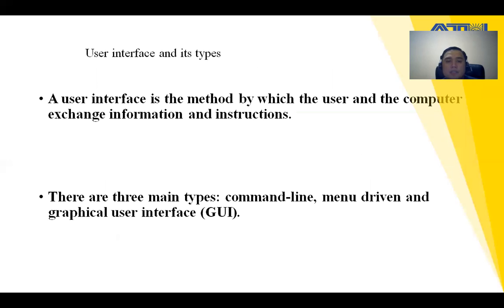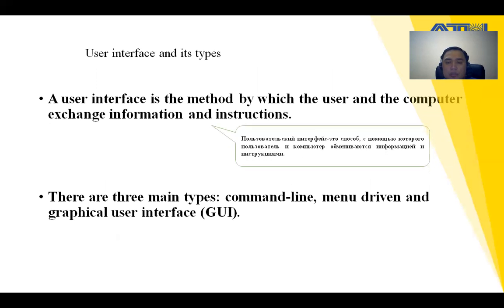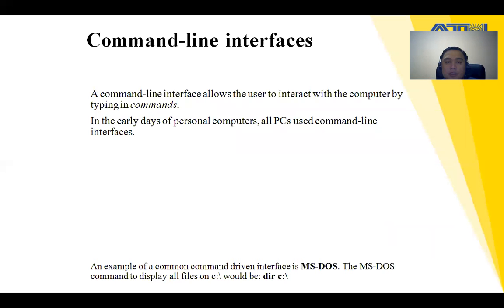User interface and its types. A user interface is the method by which the user and the computer exchange information and instructions. There are three main types: command line, menu driven, and graphical user interface. Command line interface: a command line interface allows the user to interact with the computer by typing in commands. In the early days of personal computers (PCs), users used a command line interface.